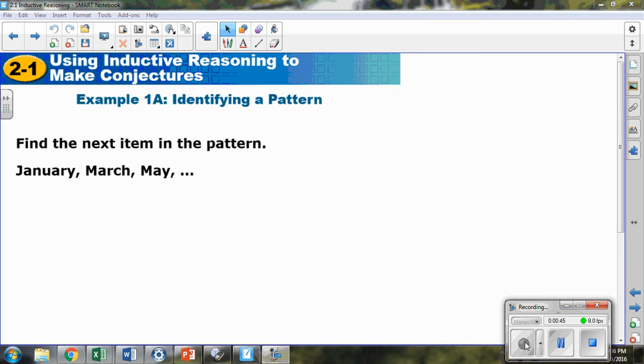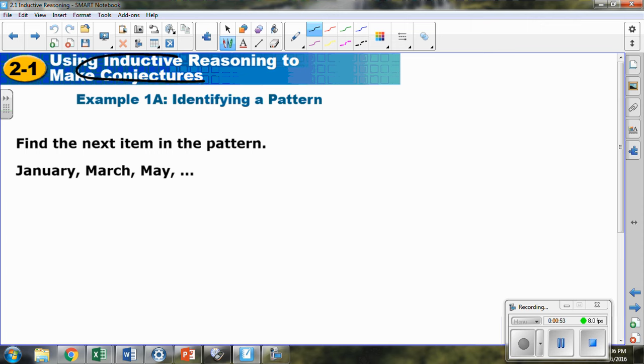At its most basic level, inductive reasoning, which is, of course, the focus of the entire topic today, inductive reasoning is really nothing more than working with patterns. How do you think about patterns? How do you recognize them? How do you describe them? And so we'll start here and say, what's the next item in the pattern?